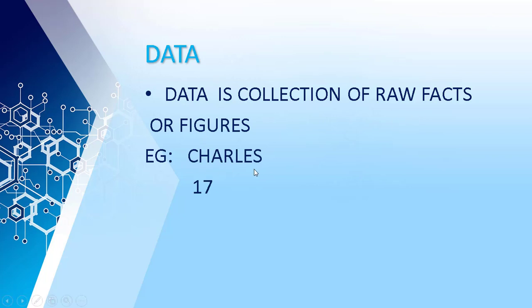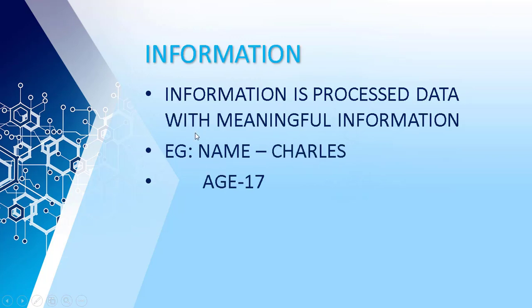For example, if we take Charles 17, it does not have any meaning, just it is Charles 17. What is Charles, what is 17? We don't have any meaning for these data. So in that case, data is a collection of raw facts or figures, but information is processed data with meaningful information. You are processing and finally you are getting some meaningful information. That is, the name of the person is Charles and age is 17. Then it is meaningful information.